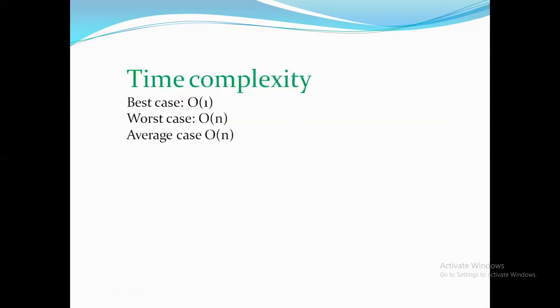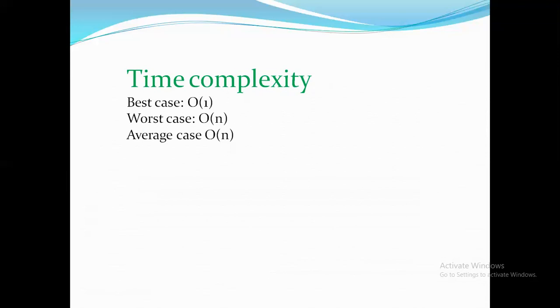Then the time complexity. What is the time complexity? Actually, we consider the best case, worst case, and average case. The best case time complexity is order of 1, because if the key element is the first element, then the time complexity is order of 1. Worst case: if the key element is the last element, the time complexity is order of n. Average case, taking both, is order of n also. So this is the way to calculate the time complexity.